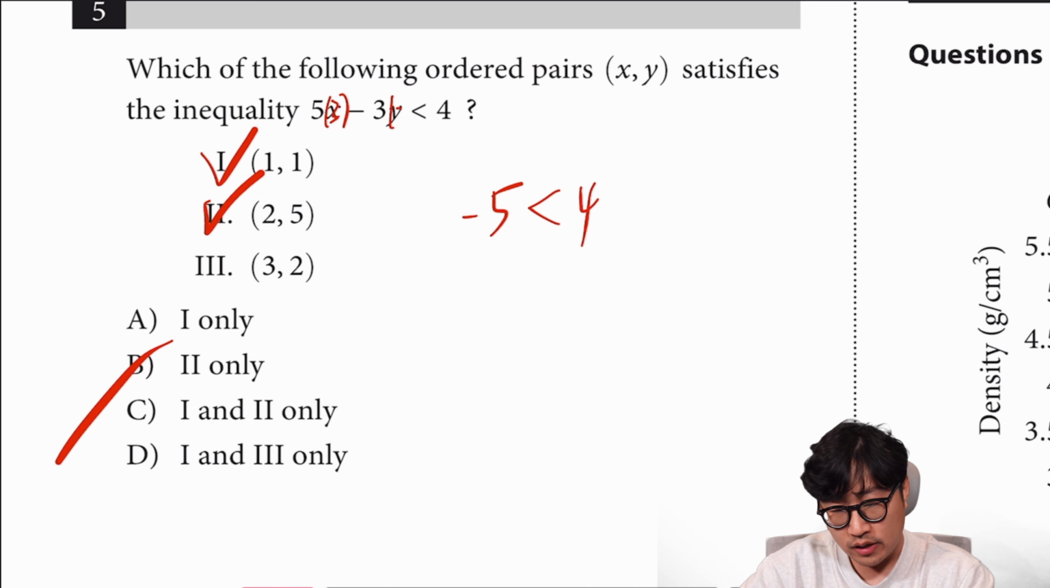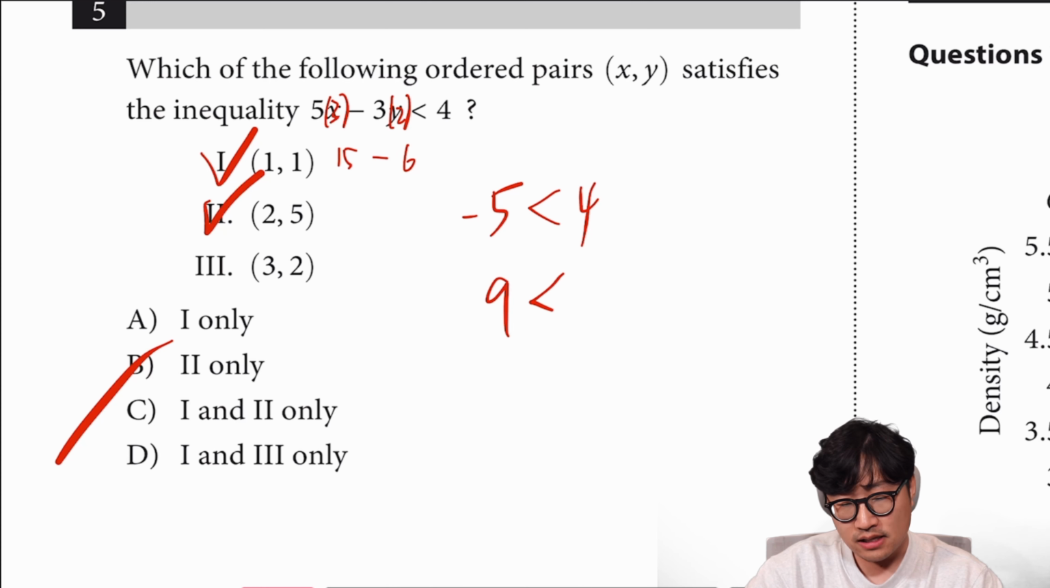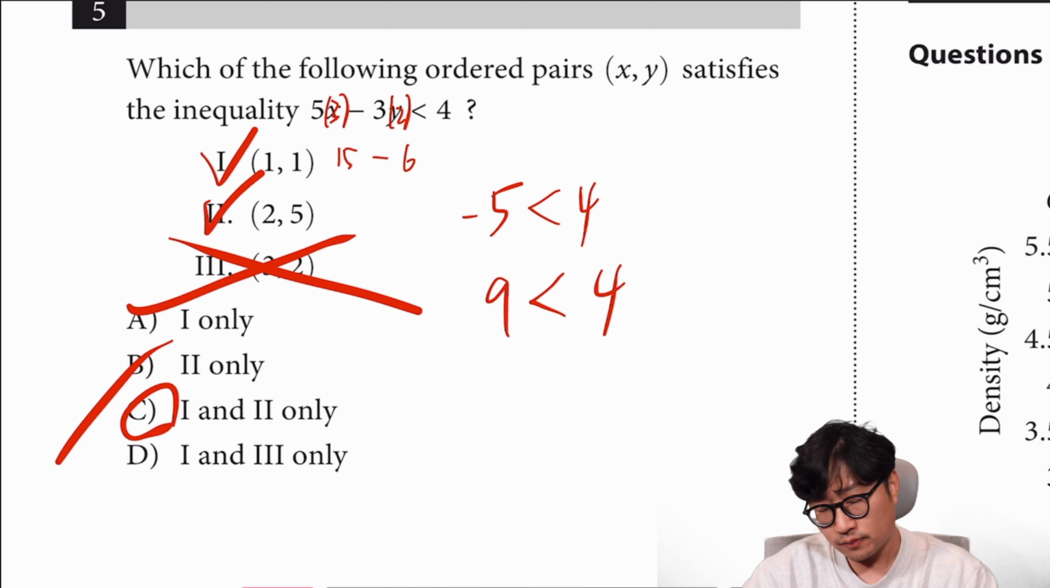Roman number 3. So if you plug in 3 and 2, that'll be 15 minus 6. And that would be 9 is less than 4. That is absolutely false. Only 1 and 2.